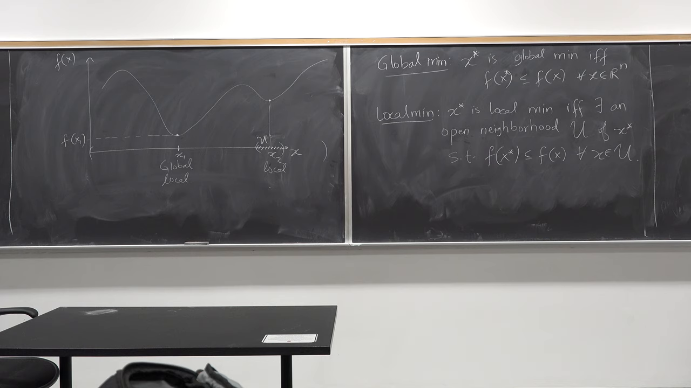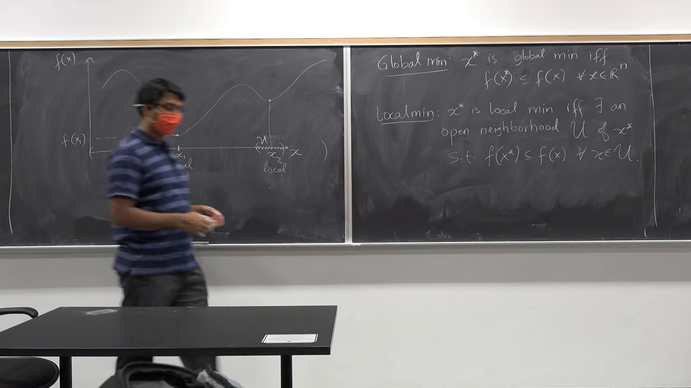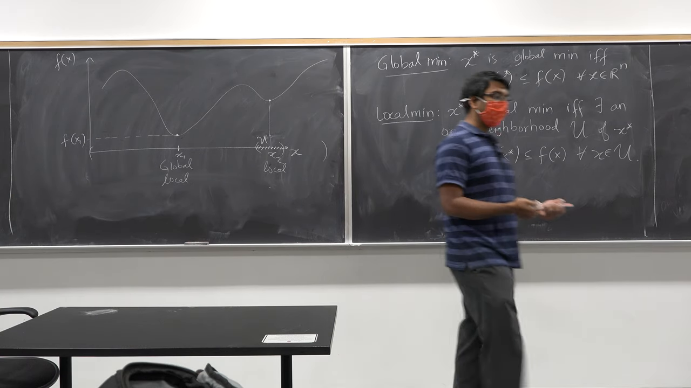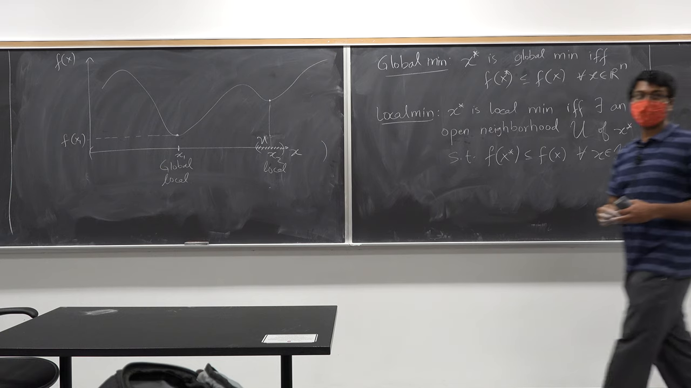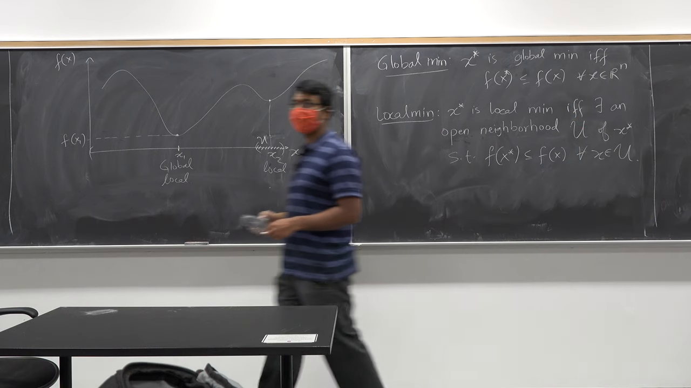Okay, so now that we have understood global and local minimum, what we are going to study in the next class is necessary and sufficient conditions for optimality, which allows you to come up with certificates that, hey, look, I've seen this point, and here is a certificate that I can give that this point is optimal or not optimal. So that's what we are going to talk about in the next class, necessary and sufficient conditions for optimality.